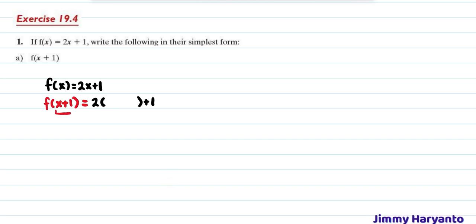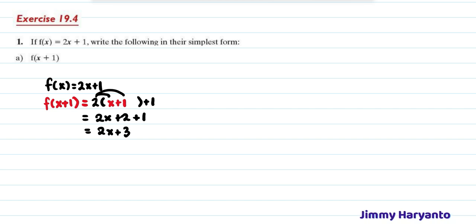Remember, the x plus 1 inside the brackets is the input, so you have to input it to the x. So x plus 1 right there, and then you have to simplify this. That means multiplication, 2x plus 2 and then plus 1, so you will have 2x plus 3 as the result.